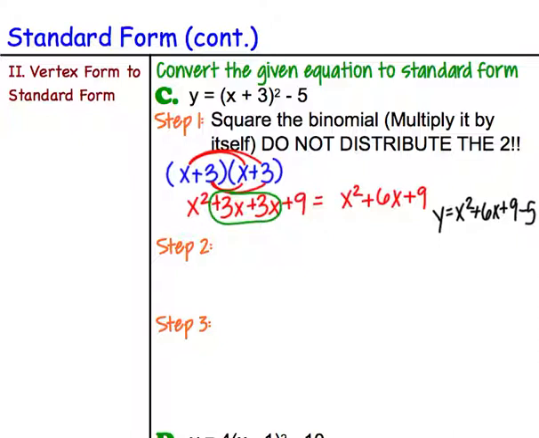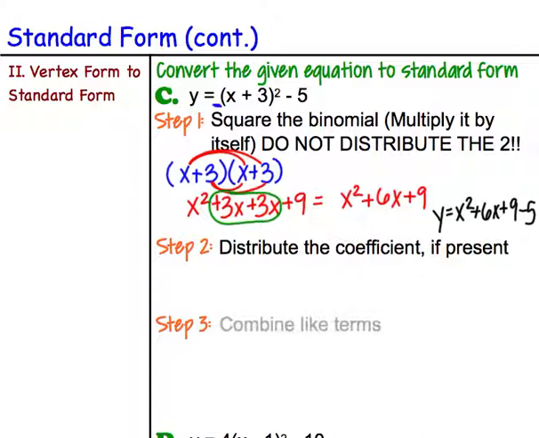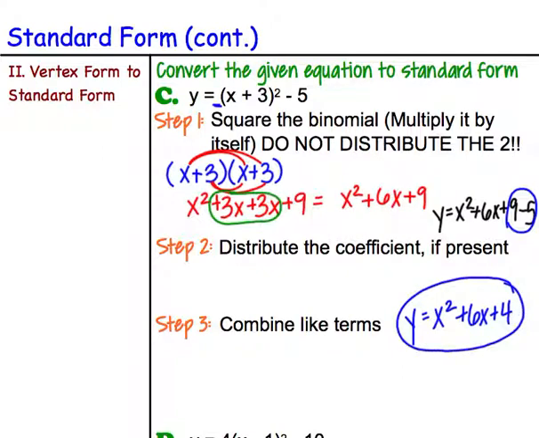So now our next step is to distribute the coefficient if there is one present. In our case, it's not applicable because we didn't have a coefficient out front in this spot right here. Now step 3 then is going to be to combine those like terms. We did go ahead and combine the like terms there, but if you notice, we still have this 9 minus 5, which is 4. So we have x squared plus 6x plus 4. And that will be our standard form.